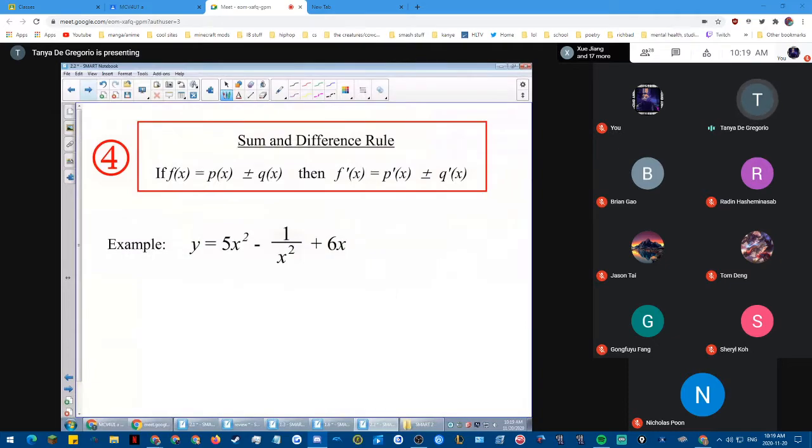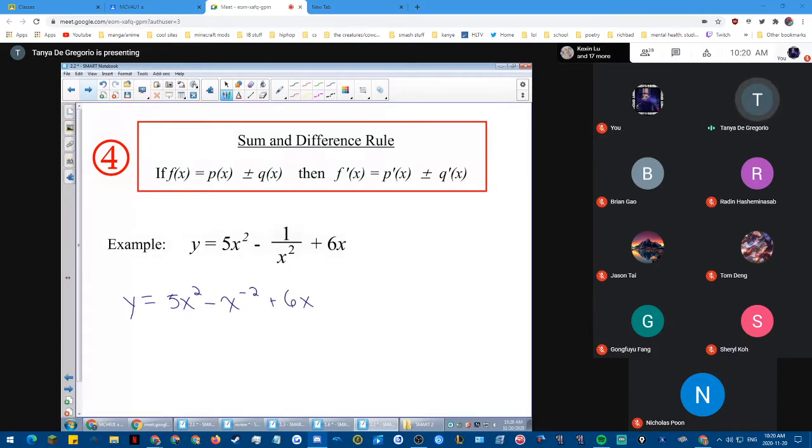Another little shortcut. Okay, sum and difference rule. Well, now I have a whole bunch of terms together, it's a polynomial. So what this is saying is, well, that's okay. Just use the power rule individually for each of these. So when I go to take the derivative, I want to make sure that my polynomial is nicely simplified to make my life easy. So I'm going to change this to this.